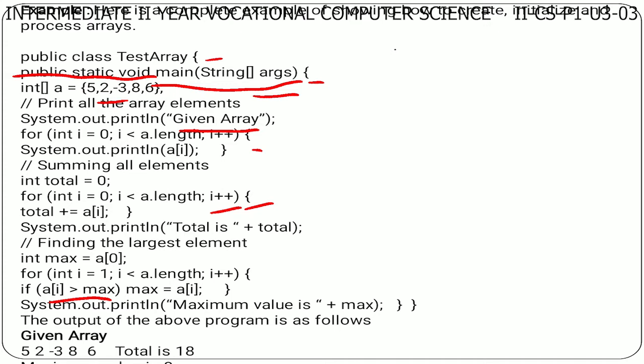System.out.println("Given array") అంటే నేను ఇప్పుడు అరేని ప్రింట్ చేస్తున్నానని ఒక స్టేట్మెంట్ ఇచ్చాను. సో అరేస్ని యూజ్ చేయాలి అంటే ఫర్ లూప్ యూజ్ చేయాలని చెప్పాను, కాబట్టి ఇక్కడ ఫర్ లూప్ రాస్తున్నాను. for (int i = 0; i < a.length; i++). సో ఫర్ లూప్ ఓపెన్ చేశాను. ఫర్ లూప్లో System.out.println(a[i]) అని రాశాను.